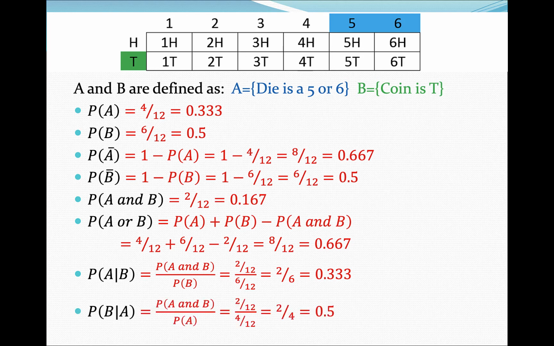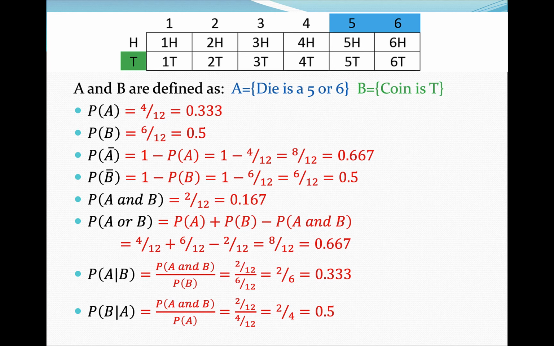So if we rewrite this as the probability of B given A, the thing that changes is my denominator, because my condition is now A. So if you're going to use the rule, make sure that your denominator is whatever the condition is. Here the denominator would be the probability of A. So here we are given that the die is a 5 or a 6. There are 4 outcomes where the die is a 5 or a 6. And then out of those 4 outcomes, 2 of them satisfy getting tails. That's 2 over 4, which is 0.5.